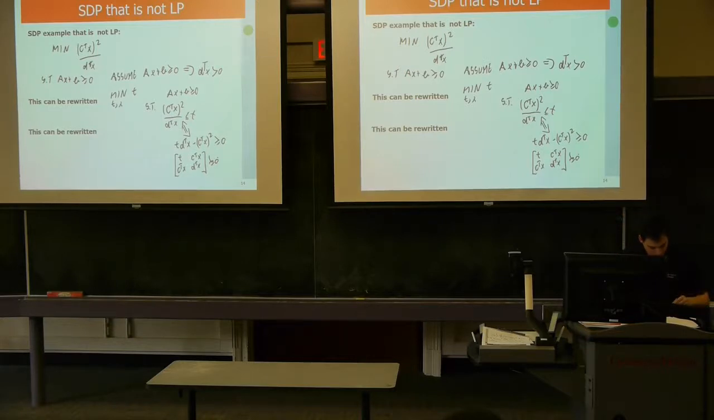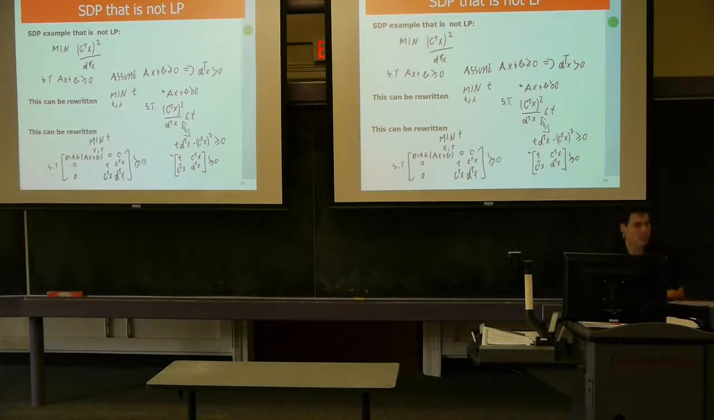Right, so the whole problem can be rewritten as: minimize t, subject to, so the other trick is that we have this constraint, and I can just rewrite them in one PSD constraint, Ax plus b. This is the first, and the second constraint I just write it here. Okay, so what we did is that we rewrote this problem as an SDP.